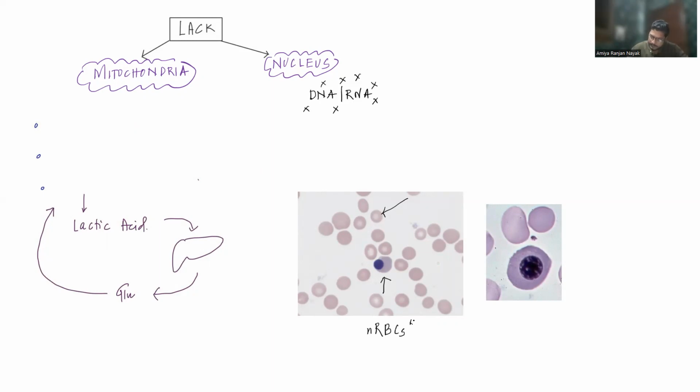Okay, NRBCs, or nucleated RBCs. These are important because normally you will not find nucleated RBCs. So if you are finding nucleated RBCs, that means there is some abnormality. This usually happens whenever there is severe hemolysis.